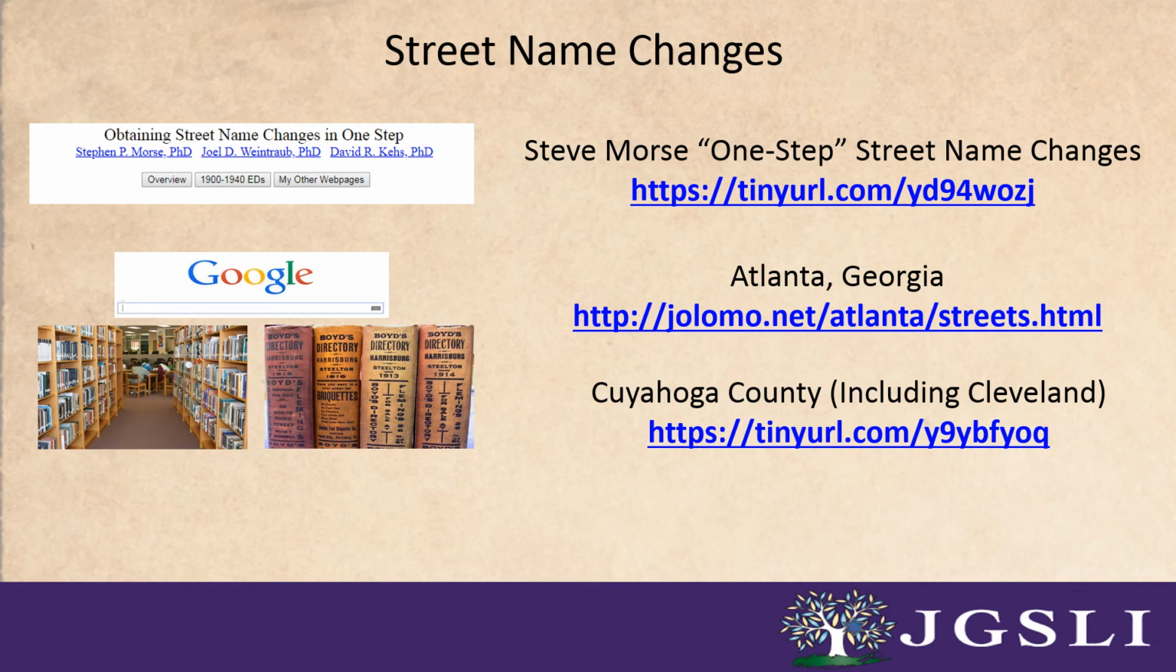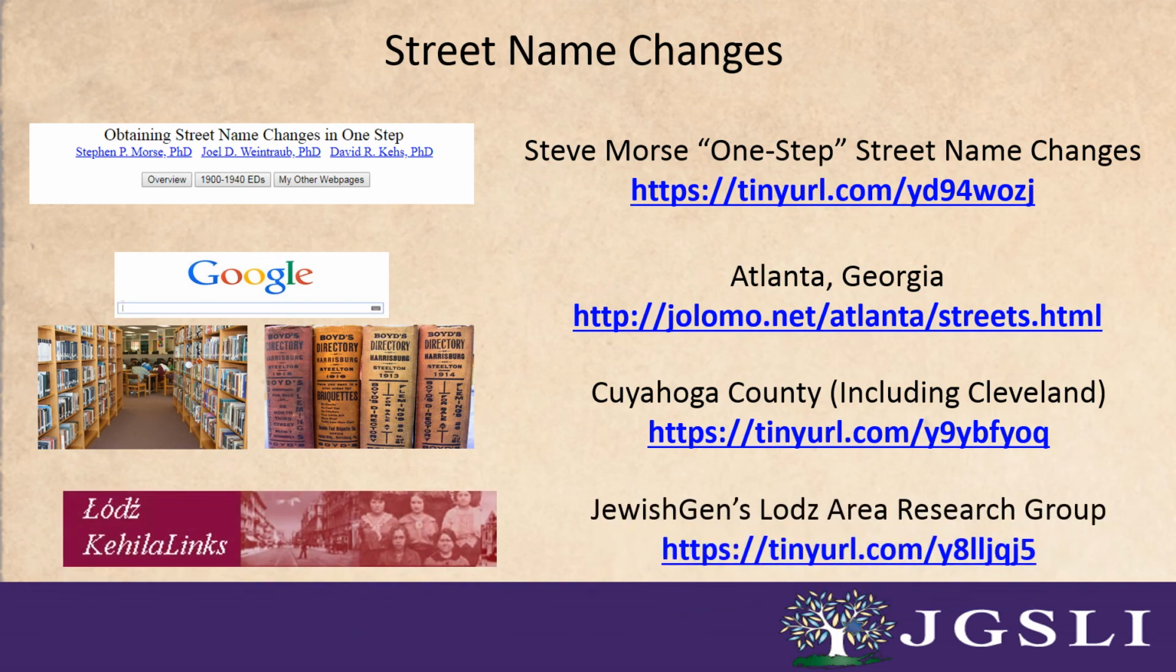And don't forget about trying for non-U.S. cities as well. The Lodz Area Research Group created a database of city street names from 6 different period maps spanning 1913 through 1999. By the way, the city name itself for Lodz, Poland, was changed during the German occupation to Litzmannstadt and then back again after the war.